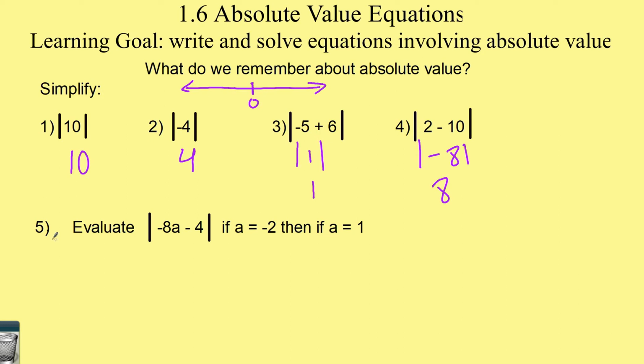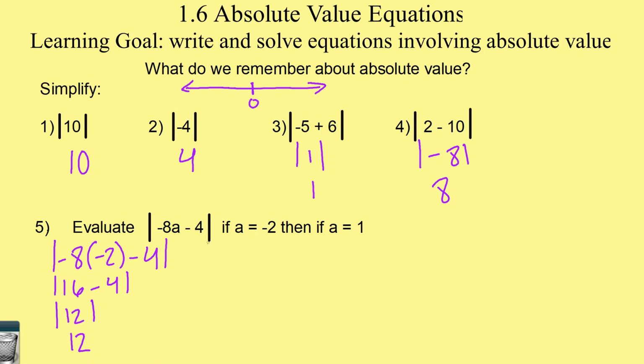So the next one is number 5. We want to evaluate this expression if a is -2 and then if a is 1. So the first part, I'm going to plug in -2. All right. So -8 times -2 is 16. 16 minus 4 is 12. Absolute value of 12 is 12.